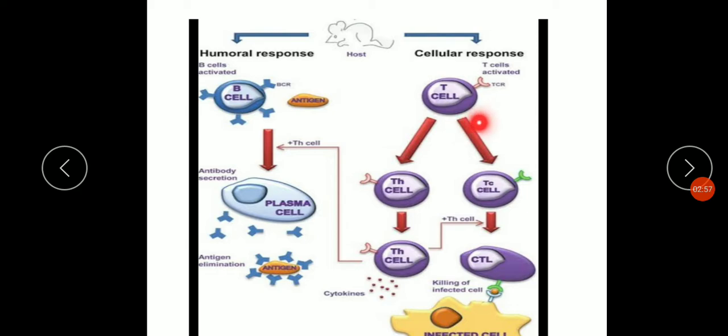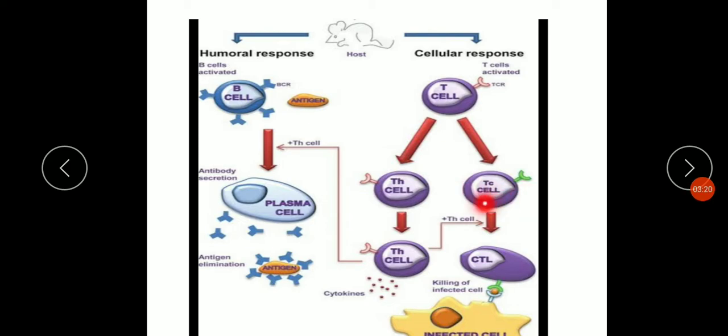So there are major types of activated T lymphocytes. These are the cytotoxic T cells, that is CTL or TC. There are the helper T cells, and the third are the suppressor cells or the memory cells also. So let me explain their functions.